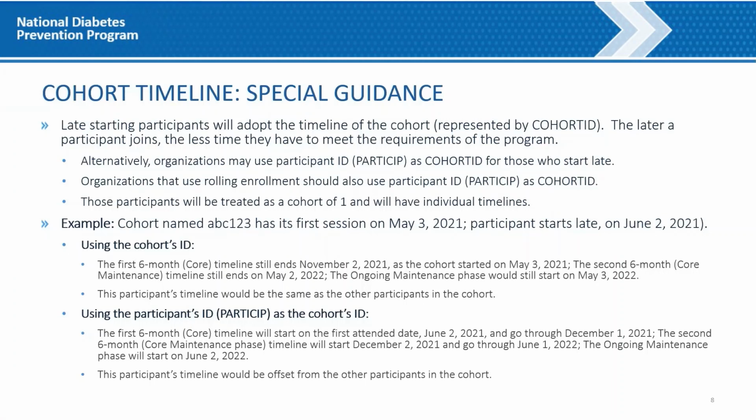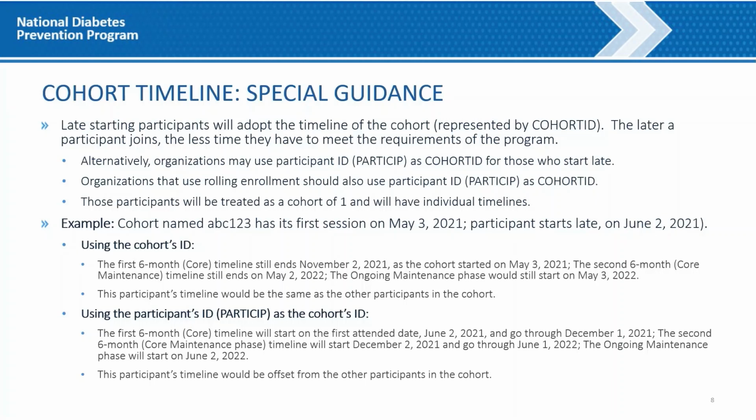Alternatively, organizations may use the participant ID, PARTICIPID, as the cohort ID for those who start late. This approach is also recommended for organizations that have rolling enrollment. These participants will be treated as a cohort of 1 and will have individual timelines.